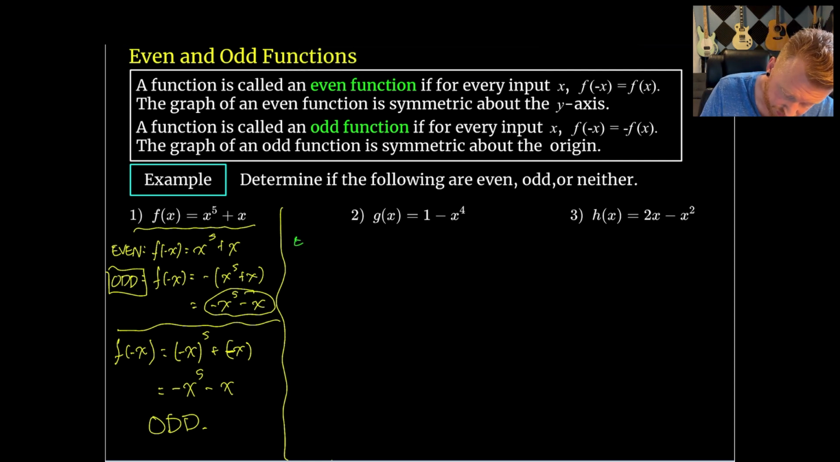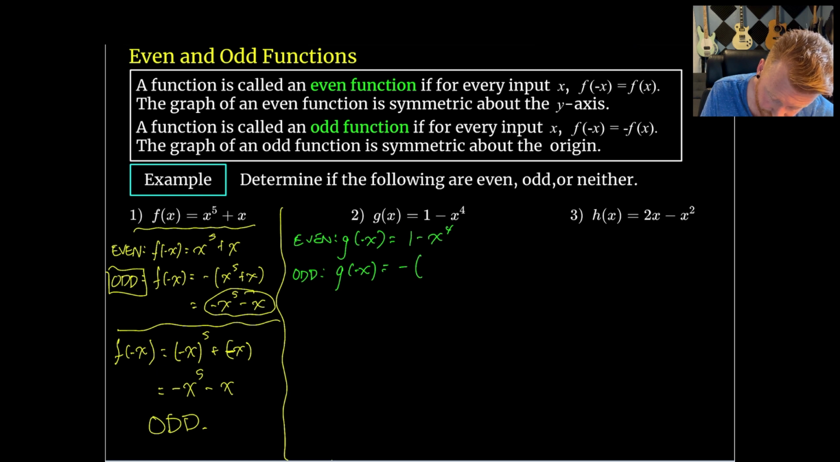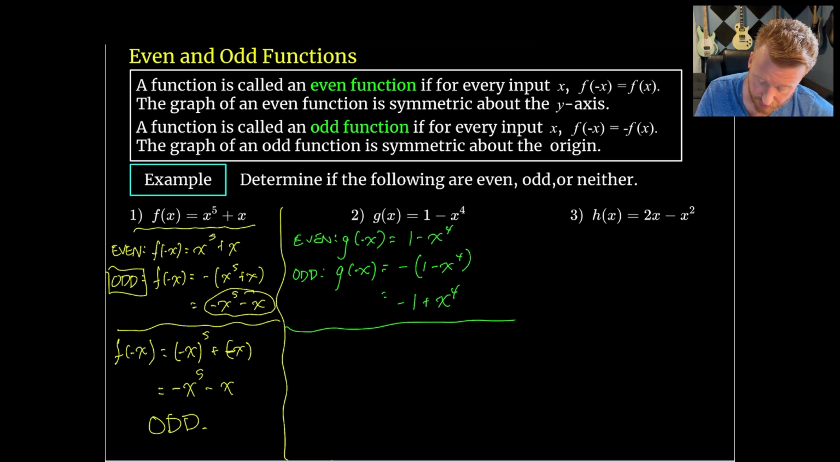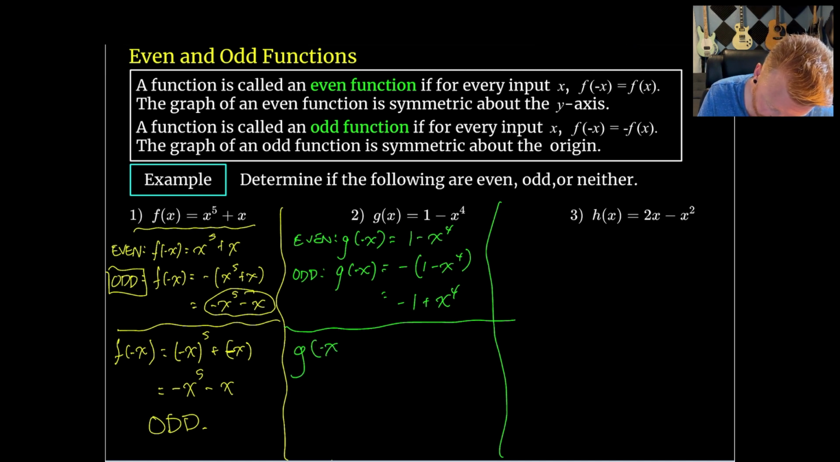So again, I think it's nice to explicitly write out: if this function is going to be even, then g of negative x should just give me the original function back, which is 1 minus x to the fourth. And if it is odd, then g of negative x would be the negative of our original function, which, if I simplify that a little bit, gives me negative 1 plus x to the fourth. So at this point, we will actually compute what g of negative x is and see if we get any of these proposed equations back.